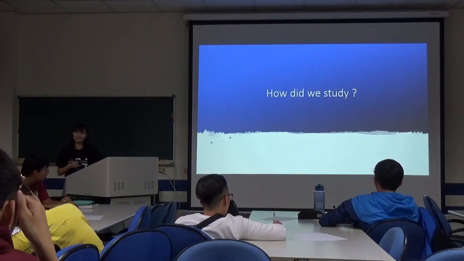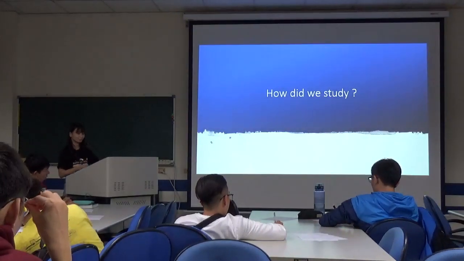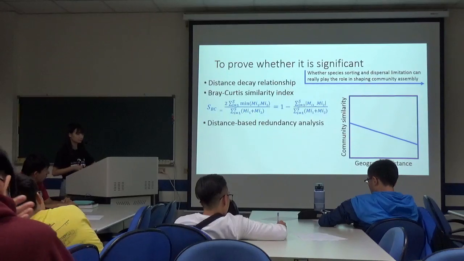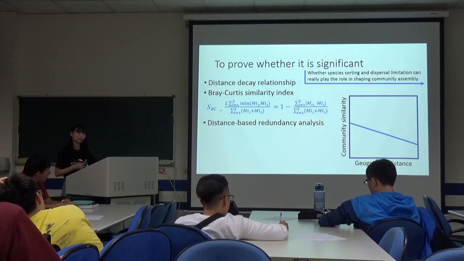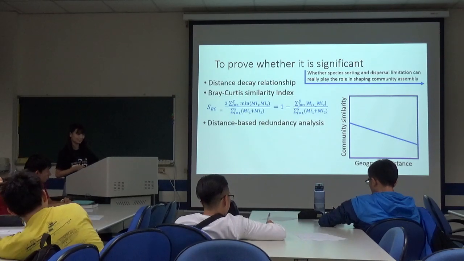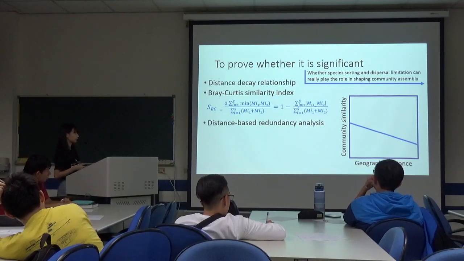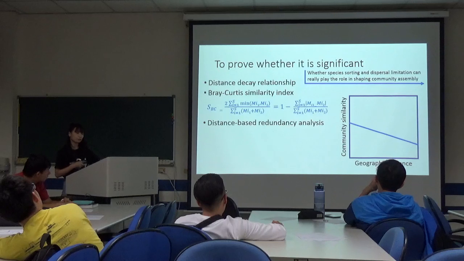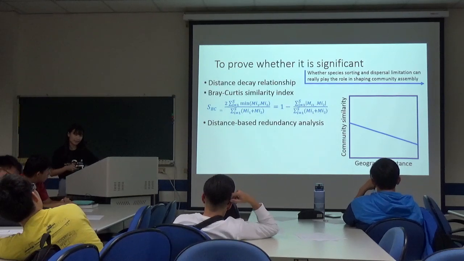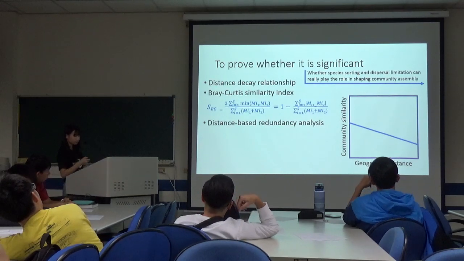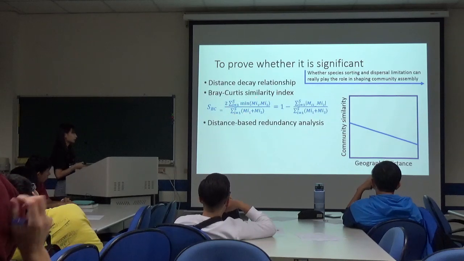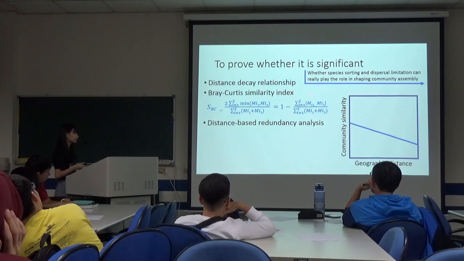Okay, so how did we study this? To prove whether species sorting and dispersal limitation really play a role in shaping community assembly, we first use the distance-decay relationship and use the Bray-Curtis similarity index to calculate it. The similarity equals 1 minus this dissimilarity.